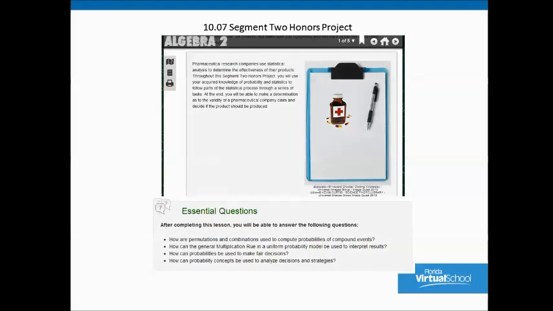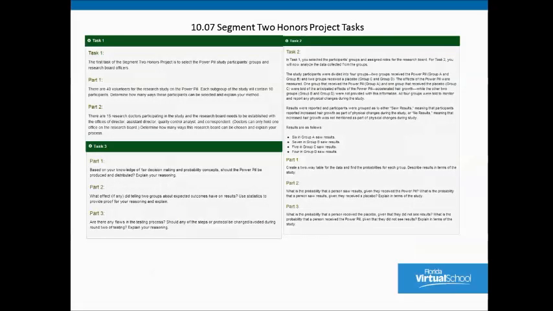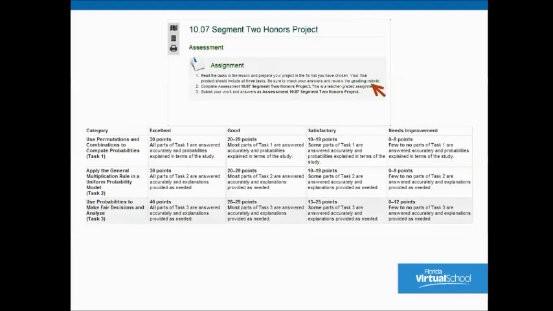10.07 deals with probabilities, permutations, combinations. It's laid out the same way as a segment 1 project. In 10.07, the students have 3 tasks that they are responsible for. Again, it does have a grading rubric that goes along with it, so they know how many points each task is worth. The rubric is available on the answer key and in the lesson.